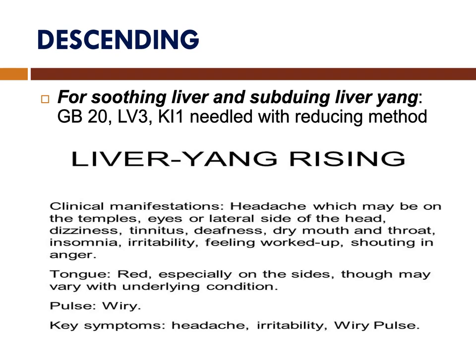The tongue will be red, especially on the sides, though may vary with underlying condition. The pulse will be wiry. Key symptoms for liver yang rising are headache, irritability, and a wiry pulse.